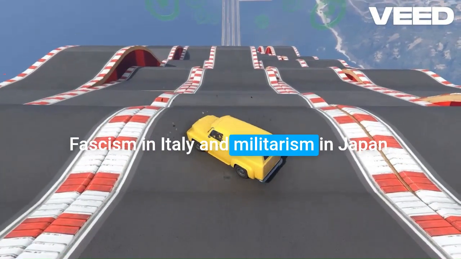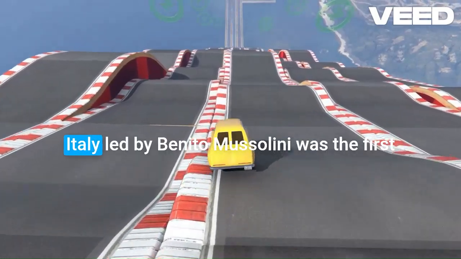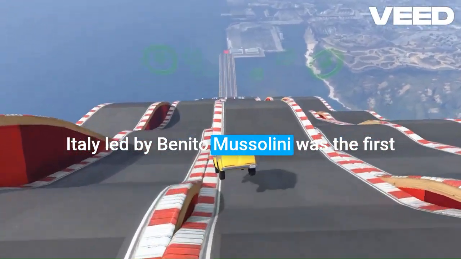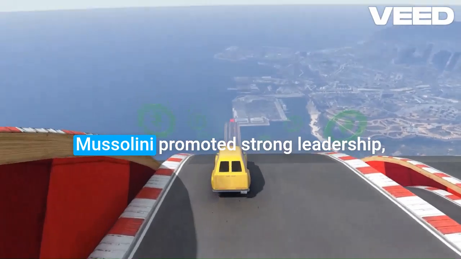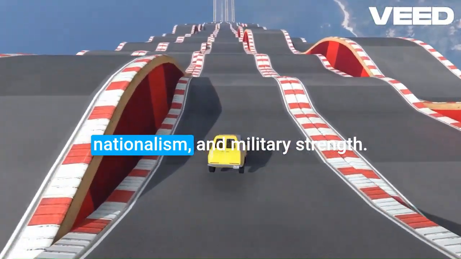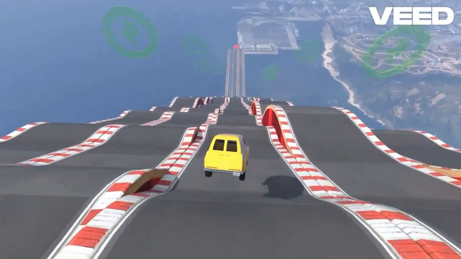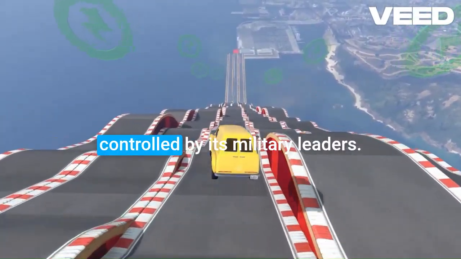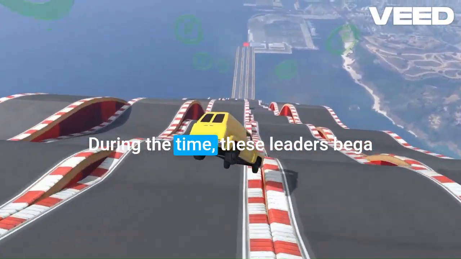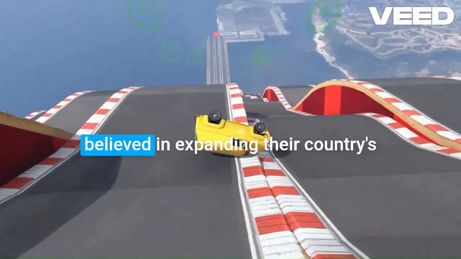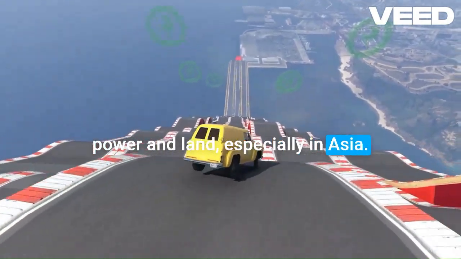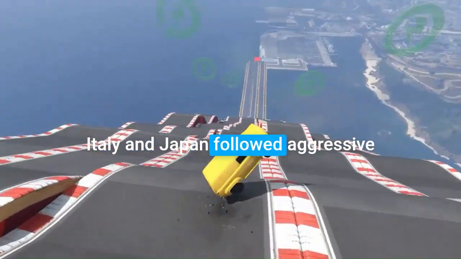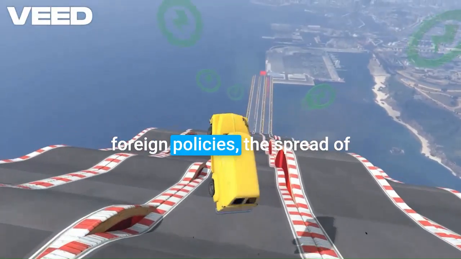Fascism in Italy and militarism in Japan. Italy, led by Benito Mussolini, was the first country in Europe to become fascist. Mussolini promoted strong leadership, nationalism, and military strength. Japan also became more controlled by its military leaders during the time. These leaders believed in expanding their country's power and land, especially in Asia. Both Italy and Japan followed aggressive foreign policies.